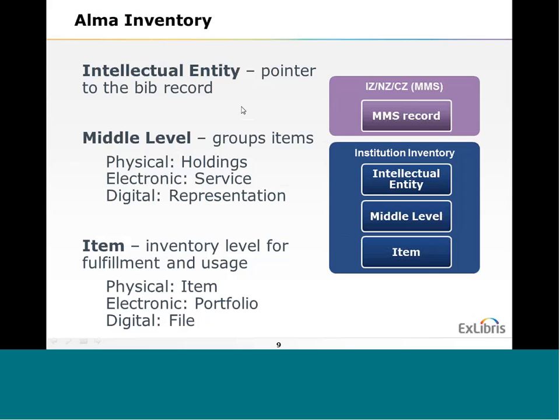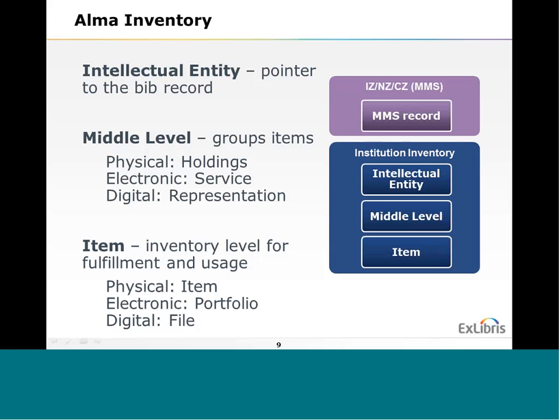It's important to have a good understanding of what we mean when we talk about the inventory model. And the first most important thing to know is that although there is a fairly consistent structure between the resource formats, there is a distinct inventory model for physical, electronic, and digital resources. And in all of these cases, we start off with what's called the MMS record. MMS stands for Metadata Management System. And this is essentially the bibliographic record.